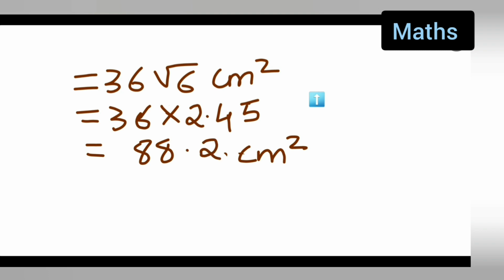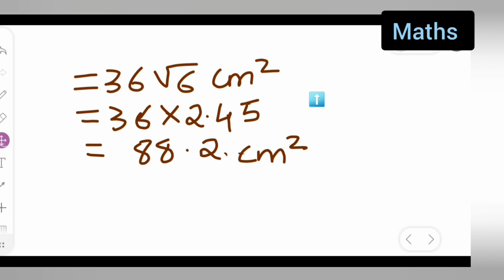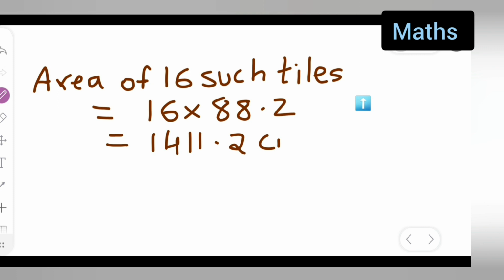So you will get 88.2 centimeter square. Now the area of 16 tiles, you'll have to multiply 16 by this. The area of one tile is 88.2, so for 16 tiles you'll have to multiply 16 by 88.2. If you don't know the multiplication, you can comment below. I'll provide you the link of the multiplication too. I'll make a separate class on this. So you should get 1411.2 centimeter square when you multiply this.